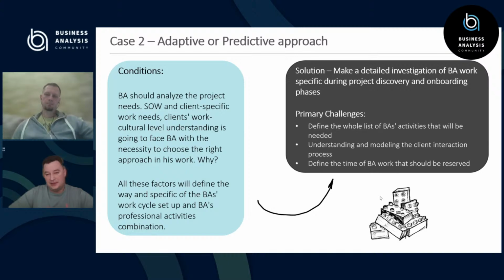So we have preconditions, and in the next case, the BA should analyze the project needs, especially the SOW. This is a very tricky and very complex question, not only for junior BAs, but also for senior BAs. So the SOW, client-specific work needs, and understanding of the client's work culture are going to face the BA with the necessity to choose the right approach in their work. Why? This is the main question. Because all these factors will define the way and specifics of the BA's work cycle setup and the combination of the BA's professional activities. That is an absolutely true situation.